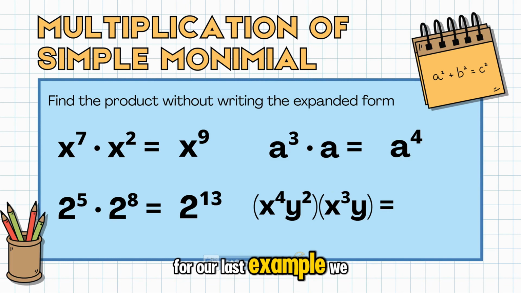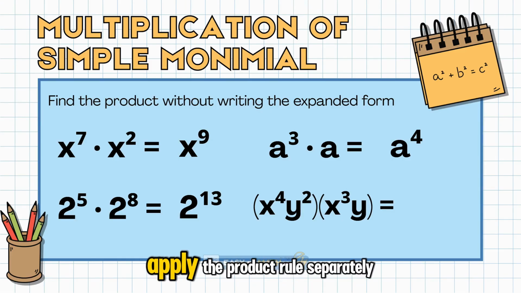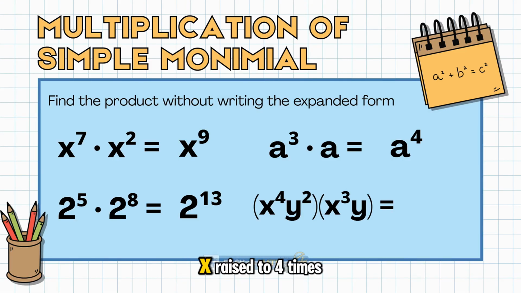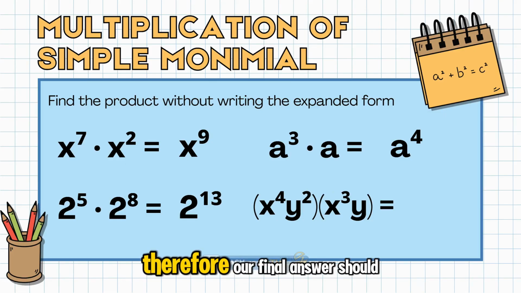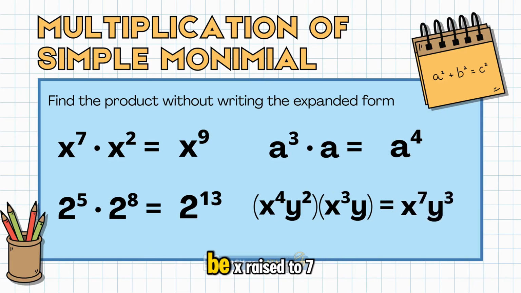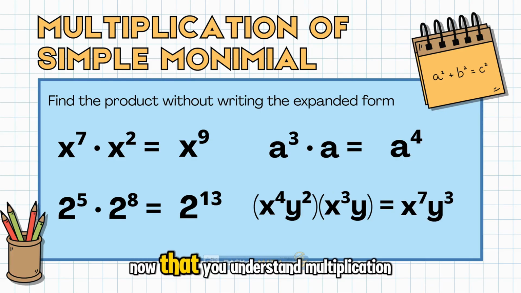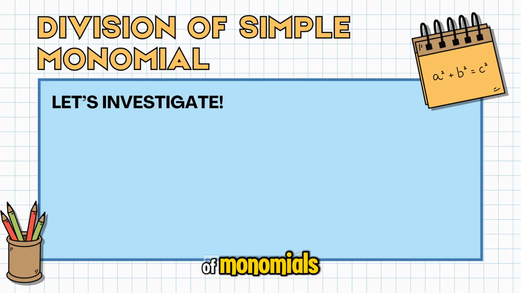For our last example, we have x raised to 4 y raised to 2 times x raised to 3 y. Apply the product rule separately to each variable. x raised to 4 times x raised to 3 is x raised to 7. y raised to 2 times y is equal to y raised to 3. Therefore, our final answer should be x raised to 7 y raised to 3. Now that you understand multiplication of monomials, let's move on to division.